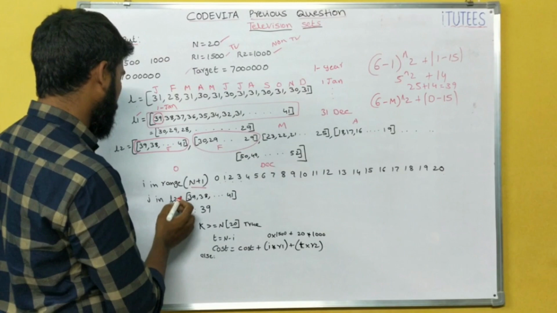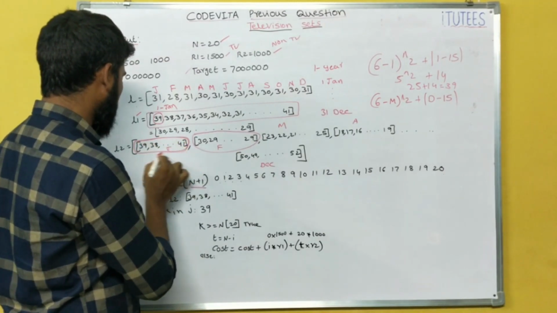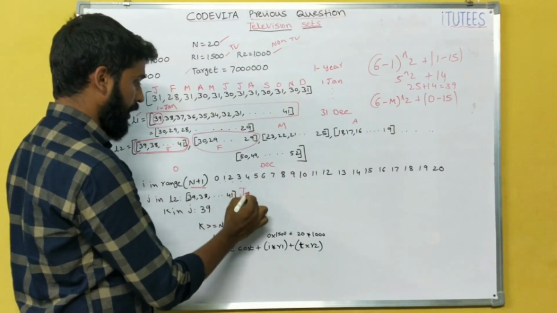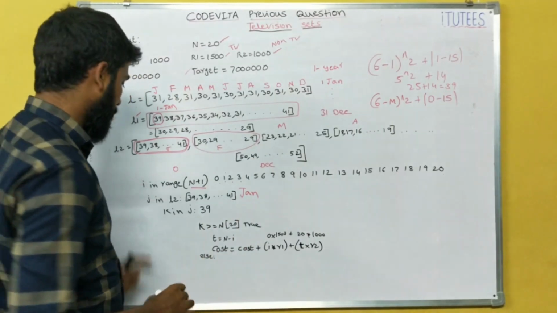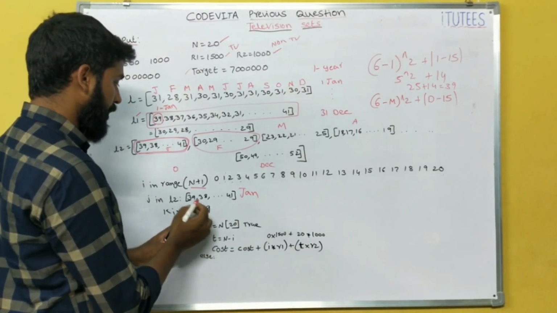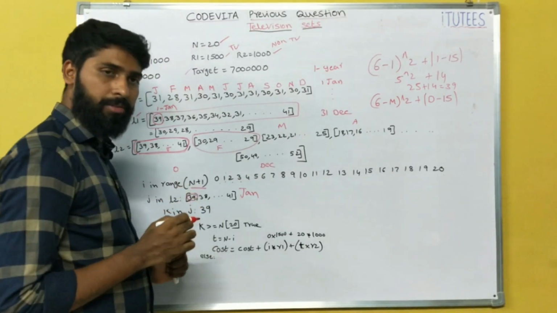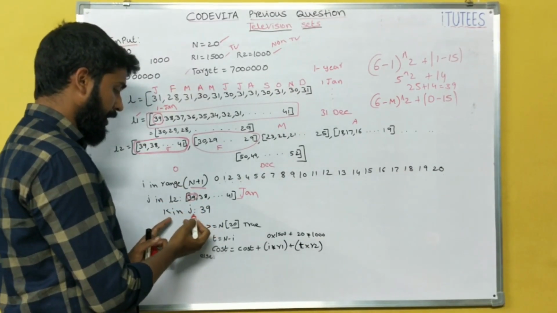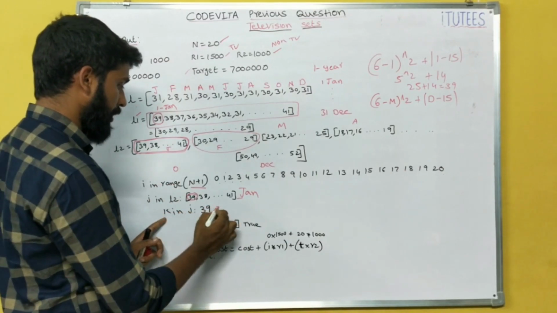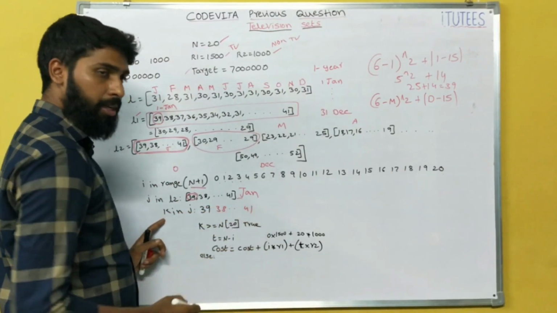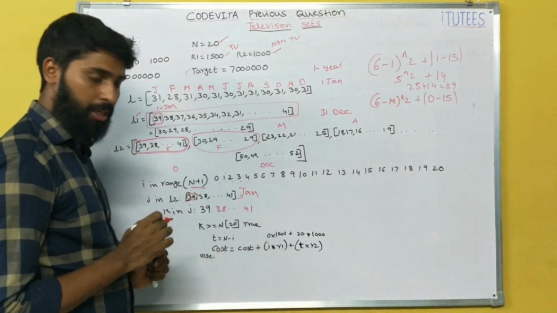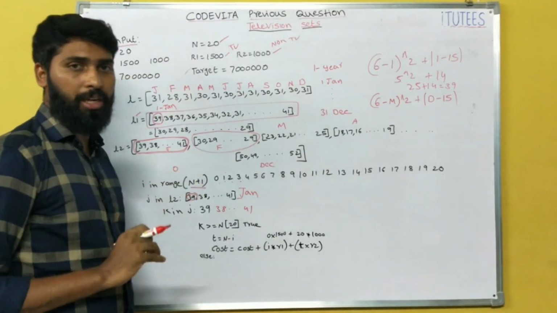So that means in L2, in the first iteration we are taking the January data. So after that I am taking the first element in j. I am taking the 39 and assigning it to k. That means 39, 38 up to 41. In the first iteration k becomes 39. So now we can check 3 conditions.